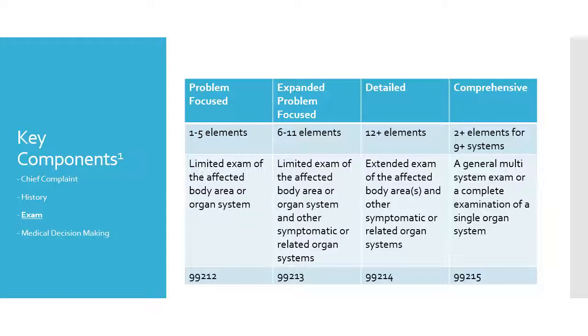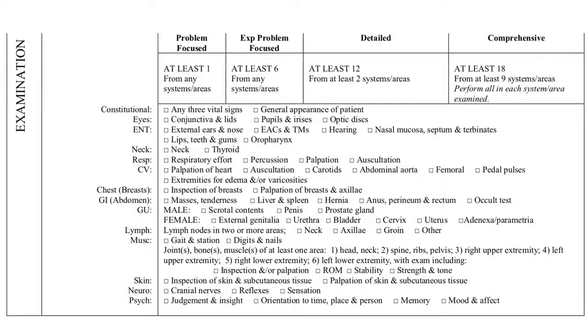The detailed exam needs an extended exam of the affected organ plus other symptomatic body parts. The comprehensive exam requires at least 9 body systems to be examined with at least 2 elements in each system. These elements can be confusing, so using a chart like this one as you start the coding process will assist you in deciding what type of exam you performed.